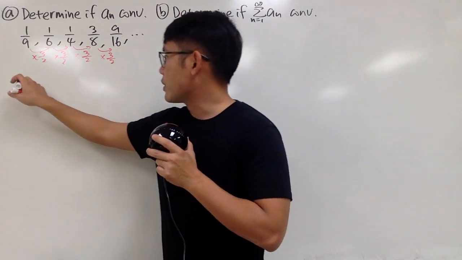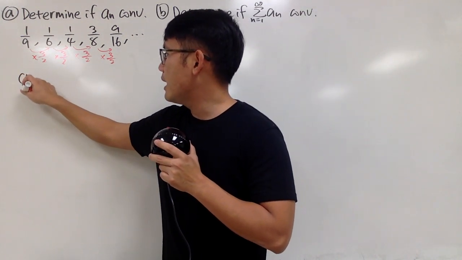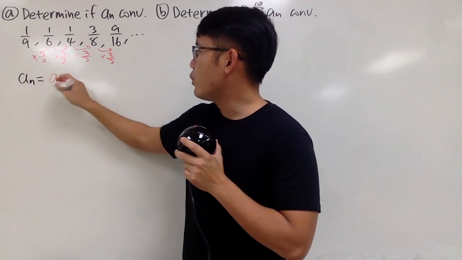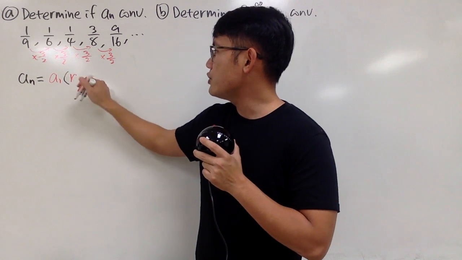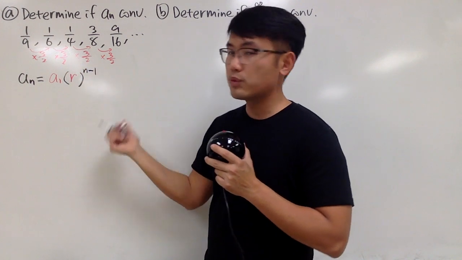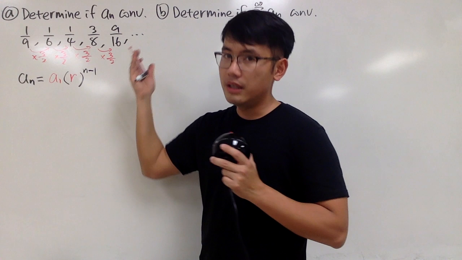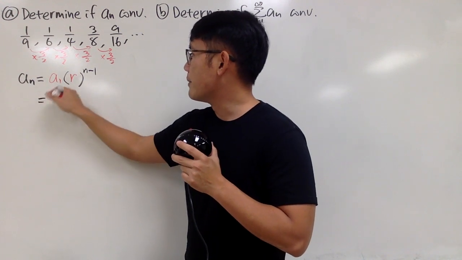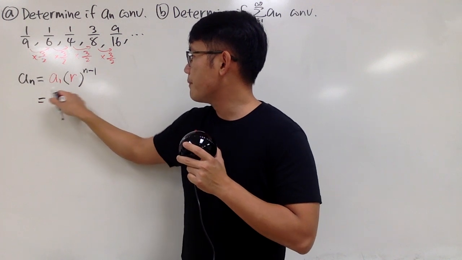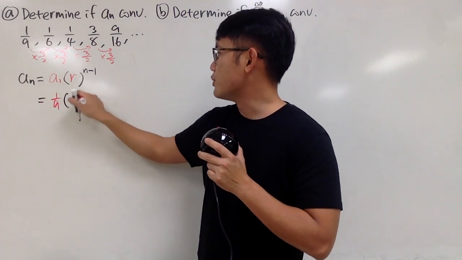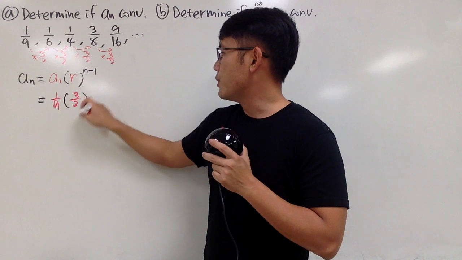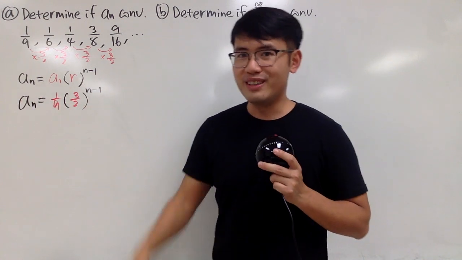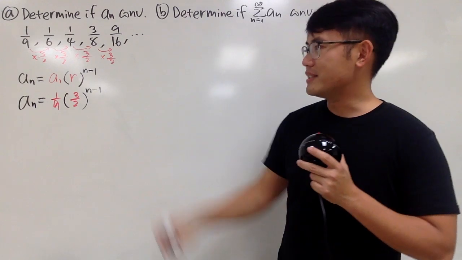And let me just write this down right here for you guys. We can write down a_n equals, and let me remind you guys the general formula. We need a_1 times the common ratio, raised to the n minus 1 power. And this right here is the common ratio, namely 3 over 2. So we can just write down a_1 is 1 over 9, and then the r is just 3/2. And we take this raised to the n minus 1 power, and there we have it. This right here is our geometric sequence.